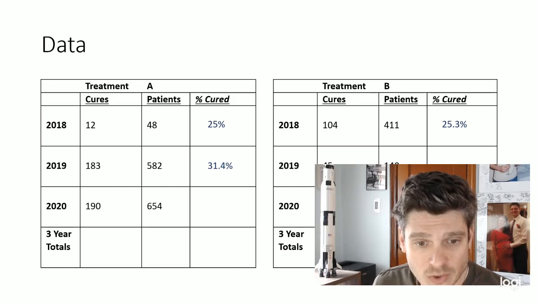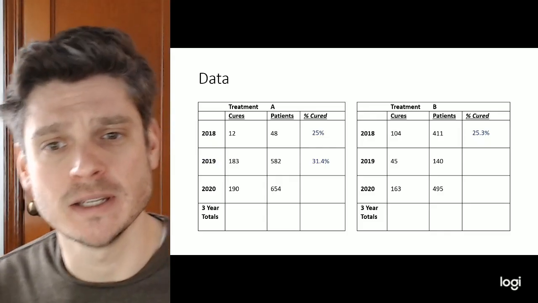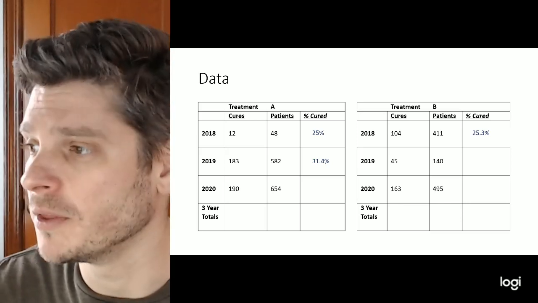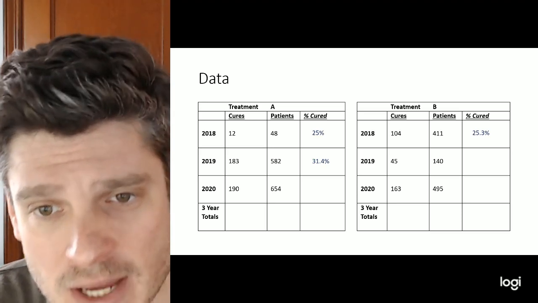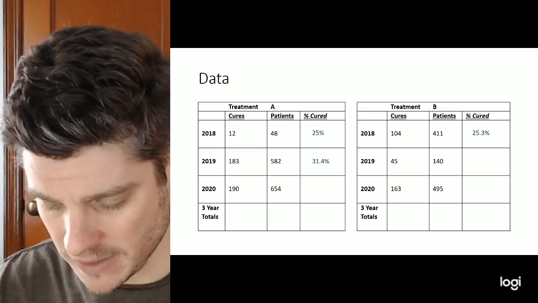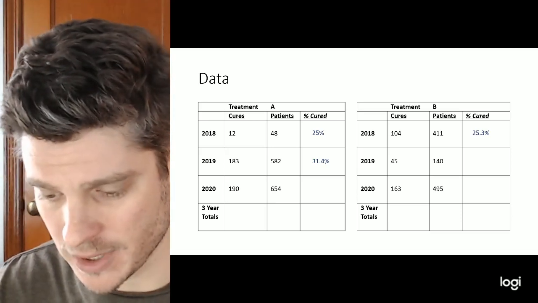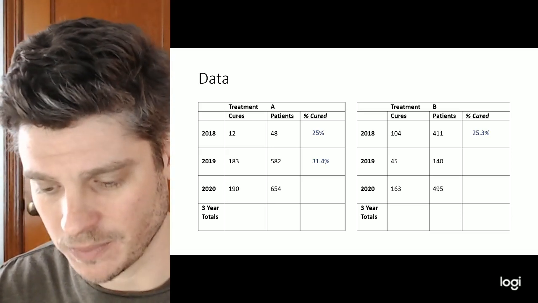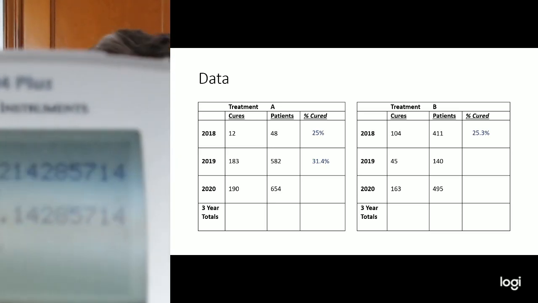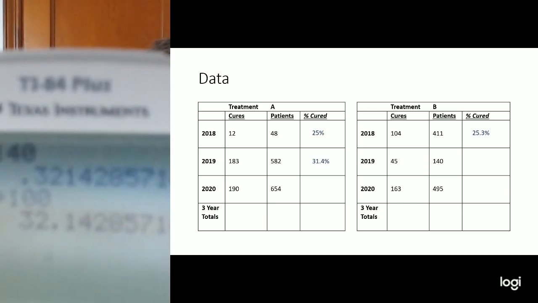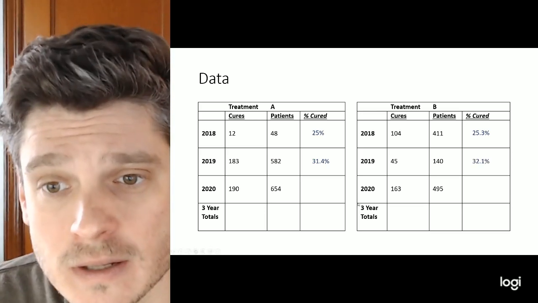Okay, so let me move myself over a little bit so that we can see the whole table with all of our data points. Now it's time to do treatment B for 2019. So 45 divided by 140, take that result, multiply it by 100, and that's a pretty good one there, isn't it? 32.1%. So 31.2% in our table.